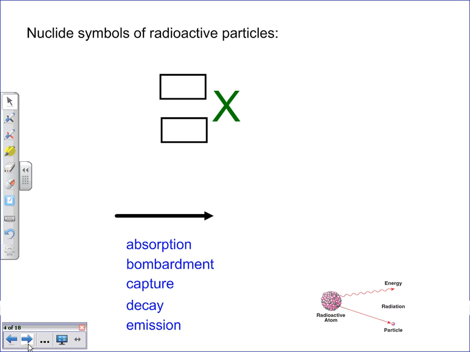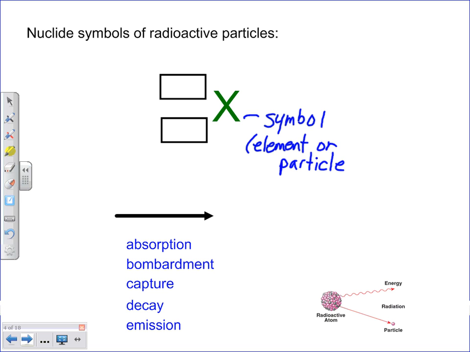And you do not have this on your notes, but this is just a little reminder for you about nuclide symbols, and you've seen this. This was back in Unit 3 for us. We know that this is where we would write the symbol, and that symbol has been for an element up until this point. But we could really say it's for an element or a particle, because we're going to be looking at some subatomic particles as well.